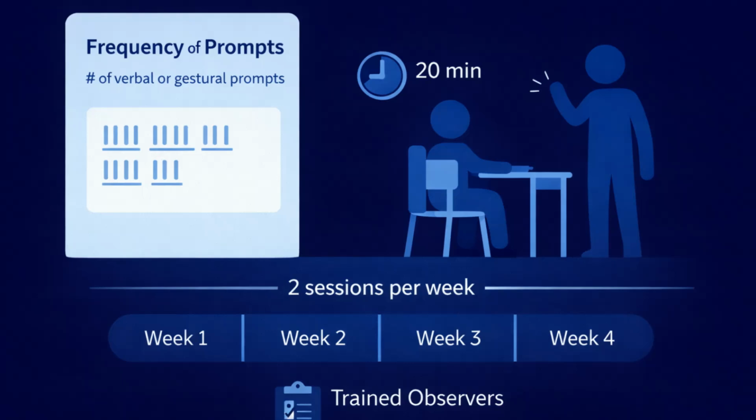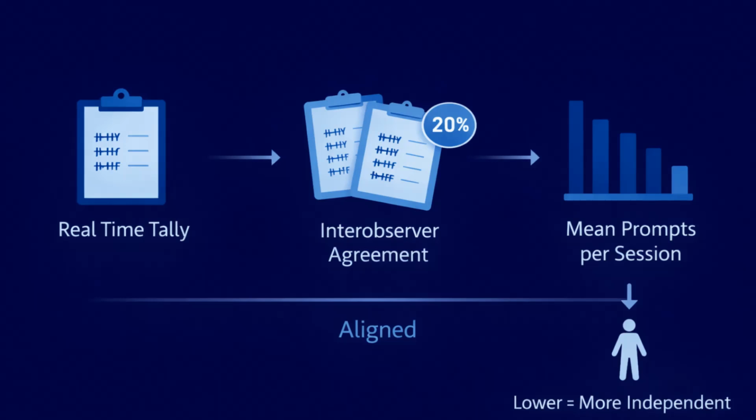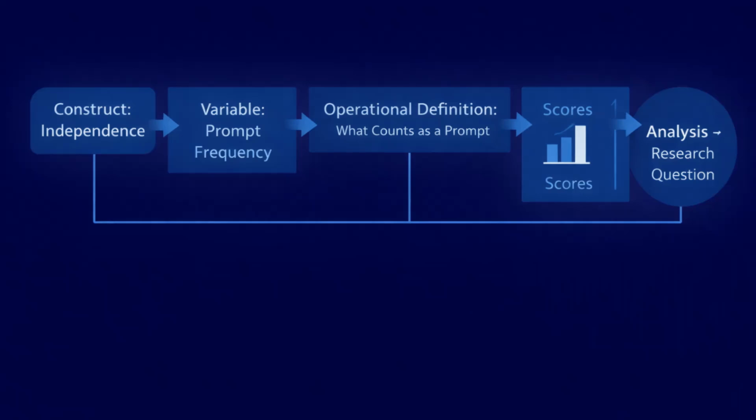This variable will be measured using a structured observation protocol completed by trained observers during task sessions occurring twice per week over a 4-week period. Observers will tally each adult-initiated prompt in real time using a standardized recording sheet. Inter-observer agreement will be calculated on 20% of sessions to support consistency. For each participant, total prompts per session will be averaged across sessions to produce a mean prompt frequency score. Lower scores will indicate higher levels of independence. These scores will be analyzed to examine differences in independence across instructional conditions.